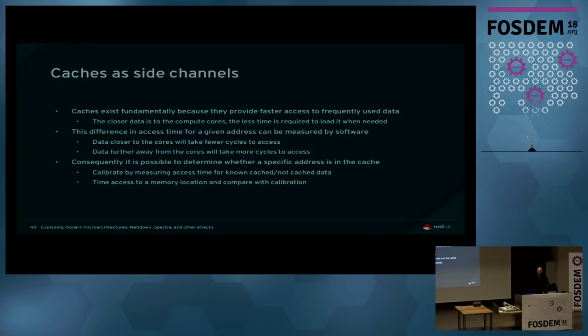So caches can behave as side channels because they're a shared resource. As you saw from my diagram earlier, whenever I want to use a memory location, it's going to go in through my cache hierarchy, meaning that the cache is shared by everybody. And I can actually measure a difference in the time it takes to access a piece of data based upon whether it's in the cache or not. And in fact, it gets even more scary. You can actually work out what level of the cache it's in.